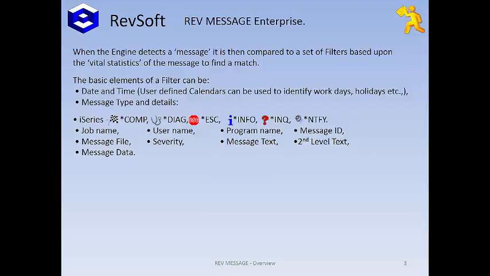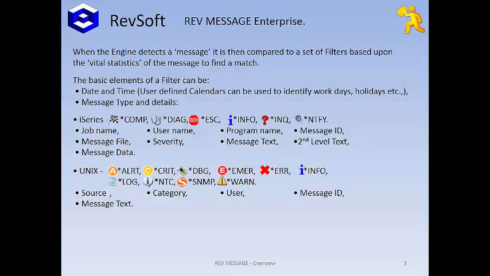can also filter by the job name, username, program name, message ID, message file, severity, message text, second level text, and message data. On Linux and Unix, as well as filtering by all the possible message types, you can also filter by the source, category, user, message ID, and message text.